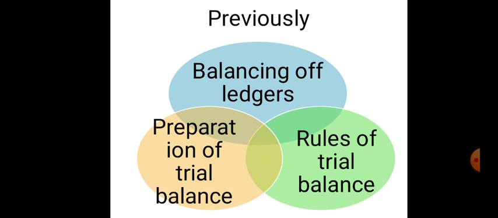In the last lesson, we discussed how to balance off ledgers. We discussed the rules of trial balance, which are: you debit all assets, credit all liabilities, debit all expenses, credit all incomes. So we discussed the rules, and we also prepared a trial balance. So I believe you should be able to balance off ledgers and extract the balances in order to prepare a trial balance.